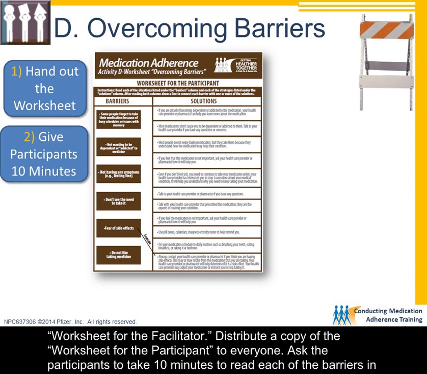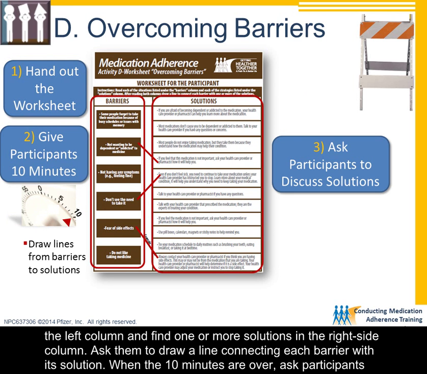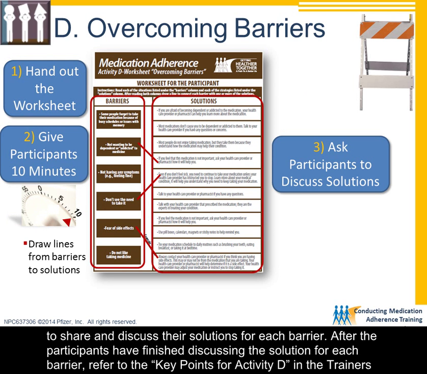Ask the participants to take 10 minutes to read each of the barriers in the left column and find one or more solutions in the right side column. Ask them to draw a line connecting each barrier with its solution. When the 10 minutes are over, ask participants to share and discuss their solutions for each barrier.